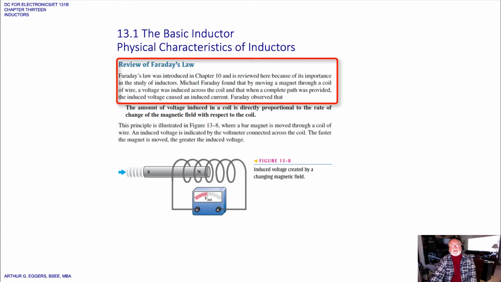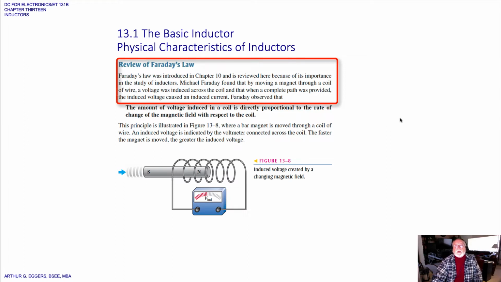So, still on the basic inductor, let's look at physical characteristics of inductor and a little review of Faraday's law. You can see by the picture below what we're really talking about is what happens when we introduce a magnet in the open space, the coil of the inductor. Faraday's law was introduced previously, chapter 10, and we'll review it here for its importance in the study of inductors. And it will become even more important when we look at AC circuits.